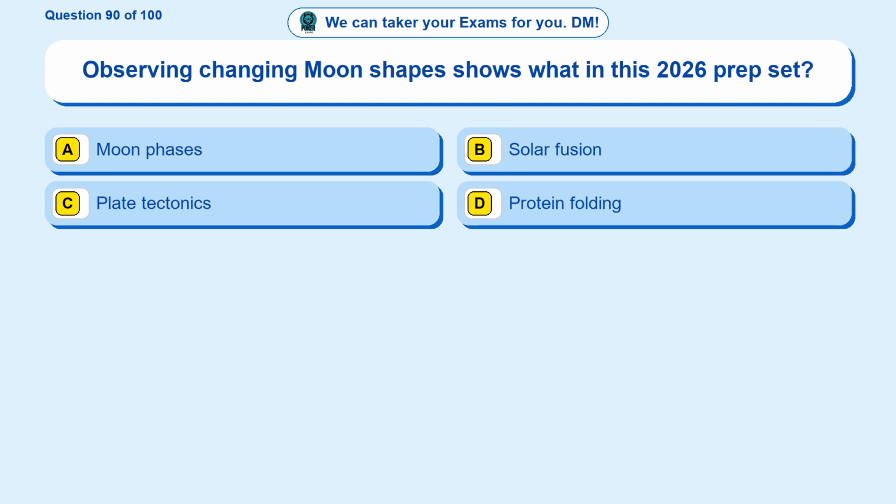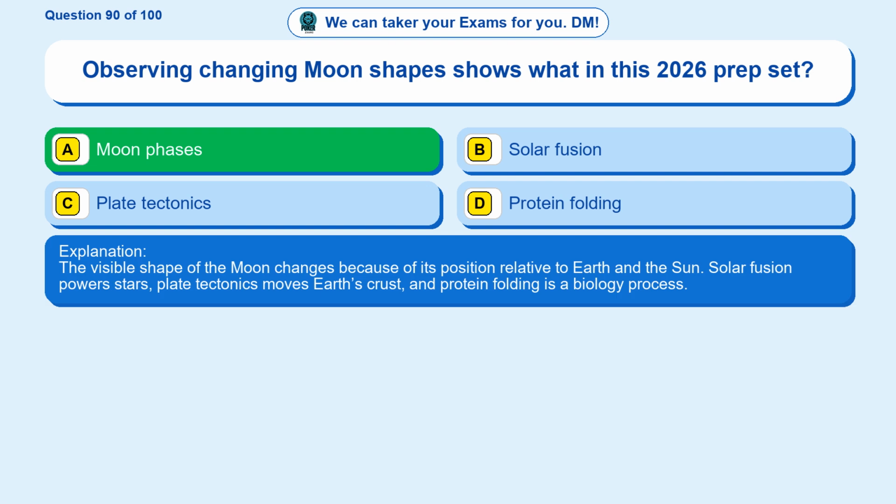Question 90. Observing changing moon shapes shows what in this 2026 prep set? Option A, moon phases. Option B, solar fusion. Option C, plate tectonics. Option D, protein folding. The correct answer is option A. Moon phases. The visible shape of the moon changes because of its position relative to Earth and the Sun. Solar fusion powers stars, plate tectonics moves Earth's crust, and protein folding is a biology process.